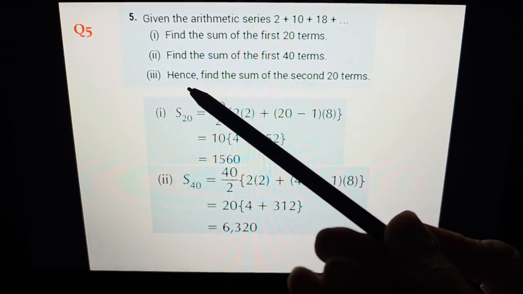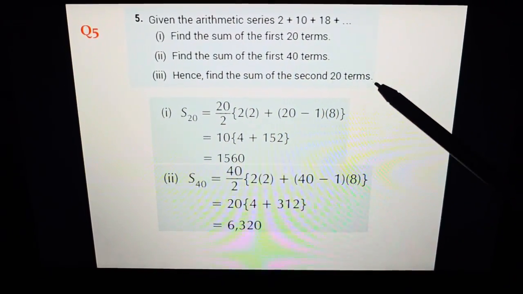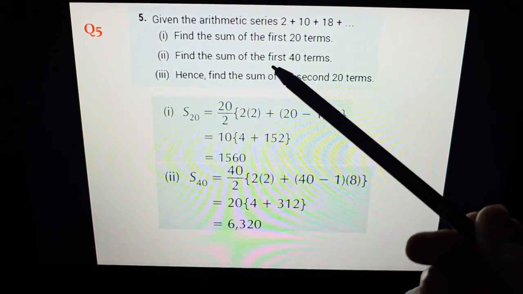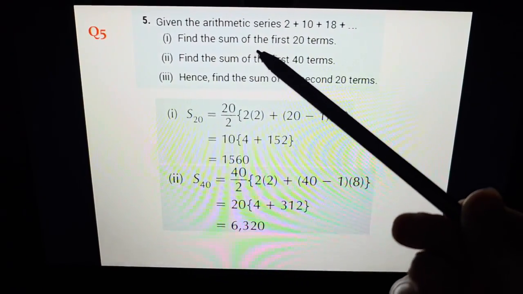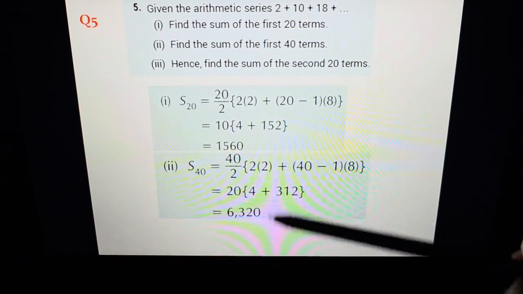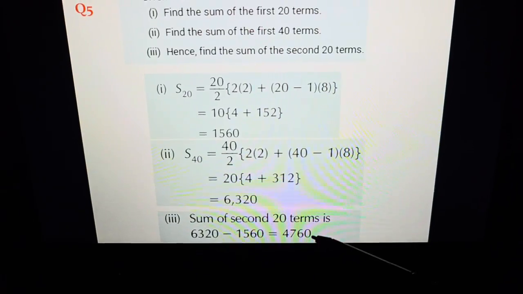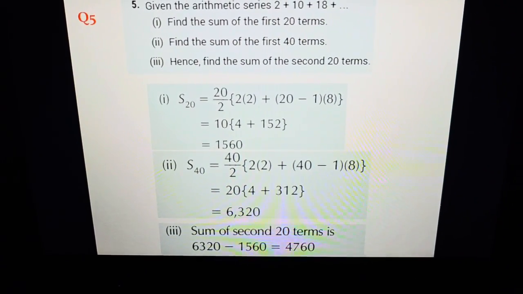It then says hence. So using what you just did, find the sum of the second 20 terms. So the sum of the first 40 terms, take away the sum of the first 20 terms, would leave me with the sum of the second 20 terms. So it's just subtraction of those two answers. So the sum of the second 20 terms is 4,760.